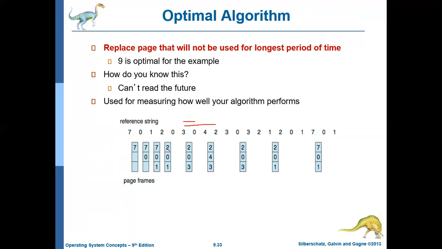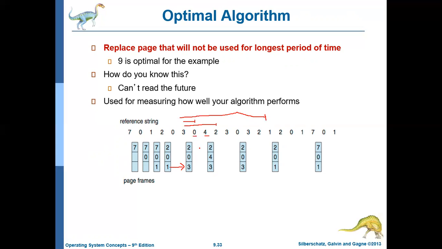Out of 2, 0, 1, we have to identify which should be replaced. 2, we are not going to use for this much time. 0, the next reference is 0. And 1, we are not going to use until this particular time. So 1 is the one which is not getting used for the longest time. So replace 1 by 3. Okay. Next input is 0. 0 is available in the memory, so no page fault.